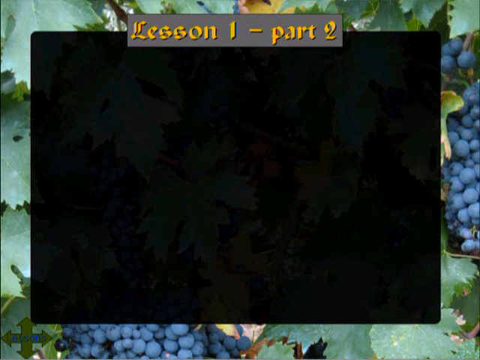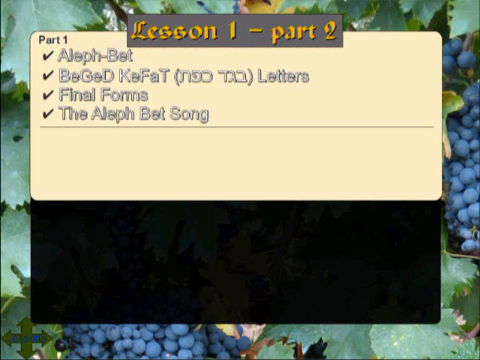Well, welcome to Lesson 1, Part 2. And in Lesson 1, Part 1, we had a look at the alphabet, the begadkefat letters, final forms, and the alphabet song. And if you haven't got a grasp and committed to memory the alphabet, and you don't understand the begadkefat letters and final forms, then there's no real point in looking at Part 2. So please get Part 1 committed to memory first before proceeding.